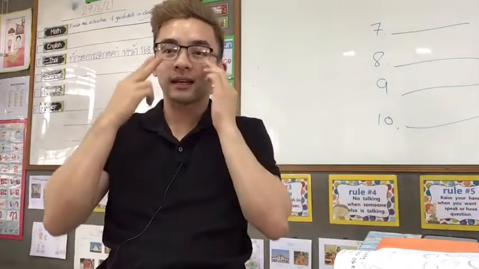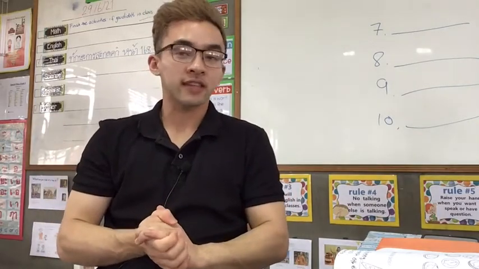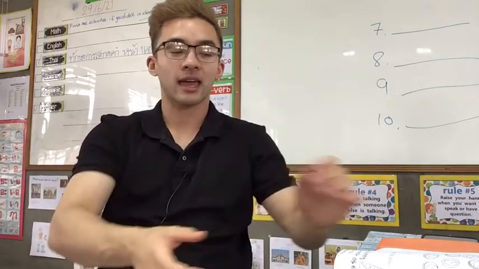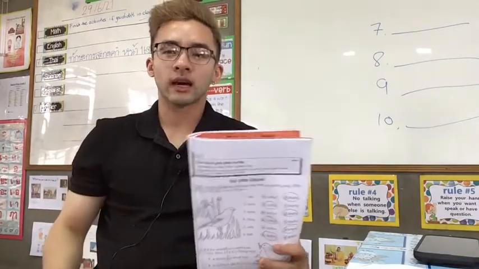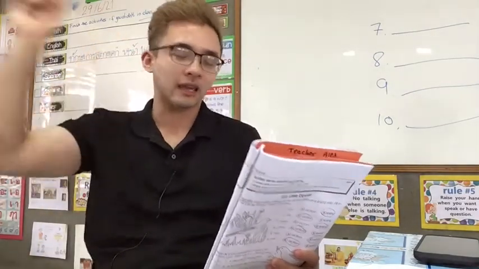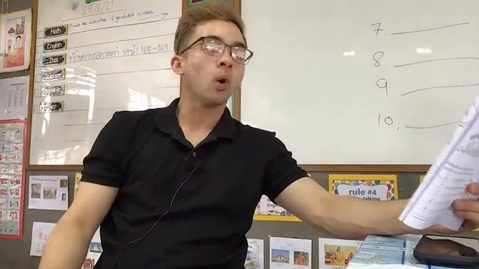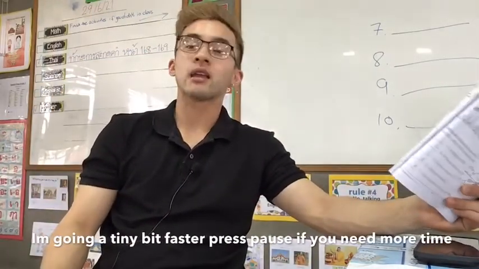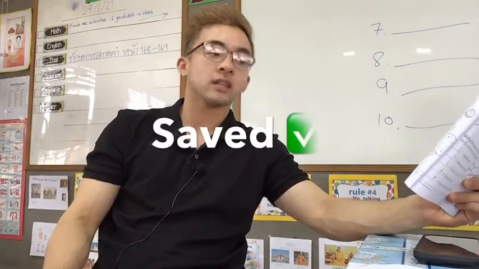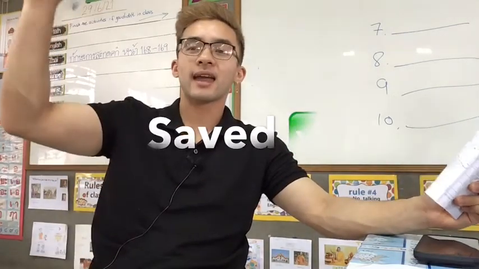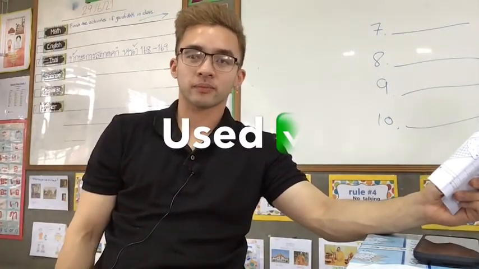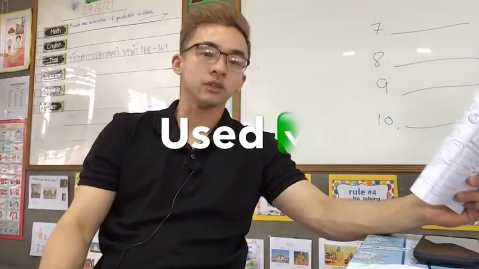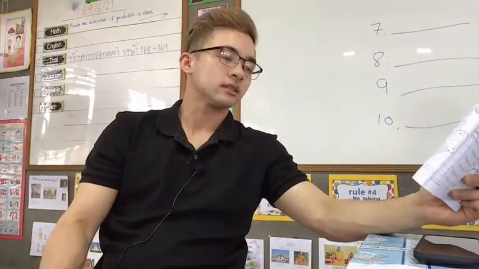Okay, now let's look at questions 7, 8, 9 and 10. You should have already finished this. Okay, I am going to tell you the answers. You listen and tick. Number 7: Paul saved 10 dimes. Number 8: He used them to buy ice cream. Tick, tick.